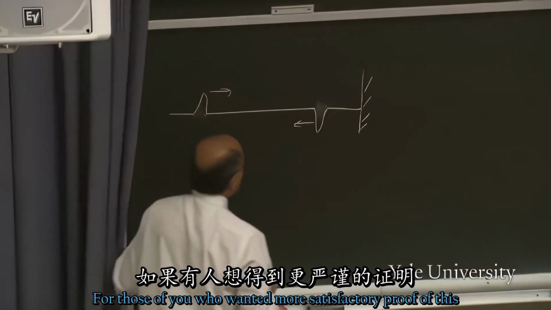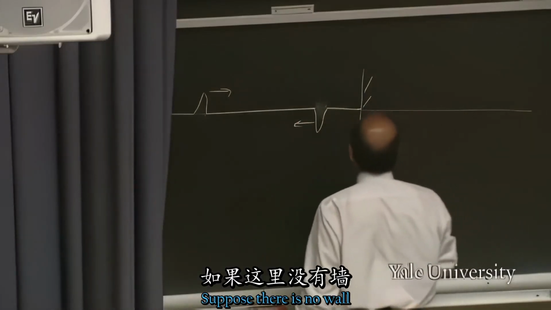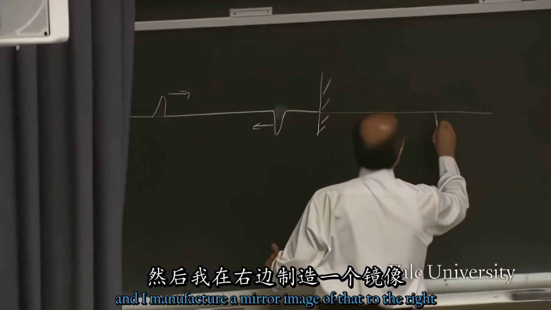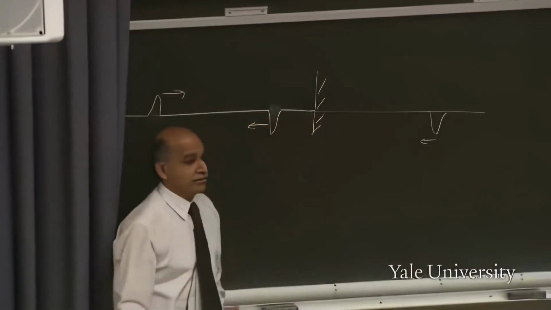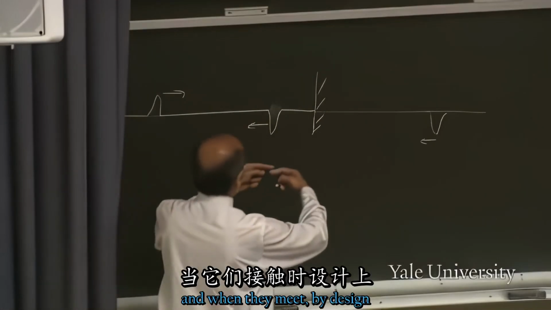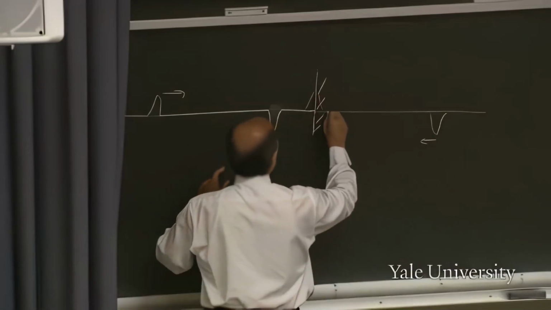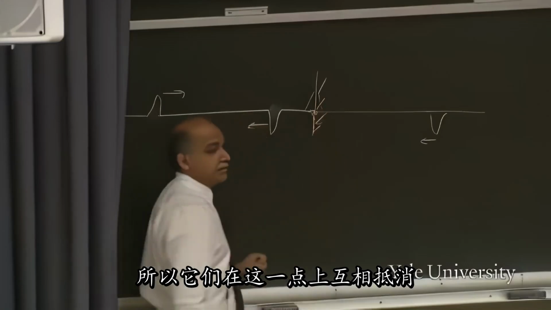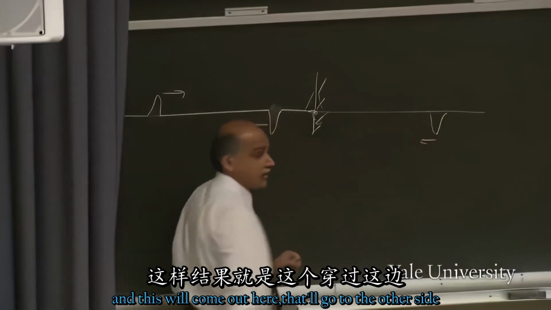For those of you who want a more satisfactory proof of this, let me say the following. Suppose there was no wall. I saw you send that signal, and I manufacture a mirror image of that to the right, traveling towards this point. The two are coming near each other, and when they meet, by design, I've arranged it so that this one and this one, when they overlap, are exactly opposite of each other, so that they cancel each other at this point. Then they go through each other, and this will come out here, that will go to the other side.